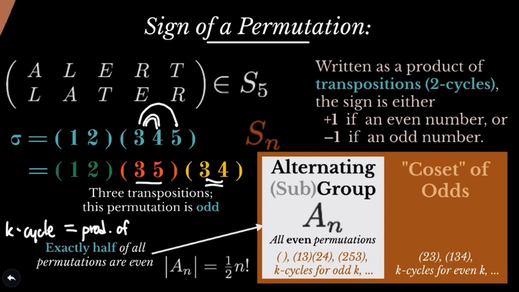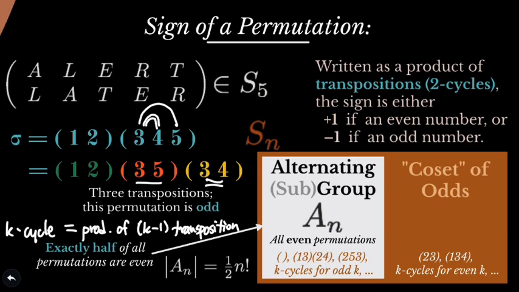I wrote my 3 cycle using 2 transpositions. A 2 cycle is itself 1 transposition. Our 5 cycle from a minute ago, we wrote with how many transpositions? 4. So what do you think the general principle is here? K minus 1. That's why the evenness and oddness between cycle length and transposition number flip-flops. And the set of all even permutations forms a group called the alternating group. And exactly half of all permutations are even. The other half are odd.